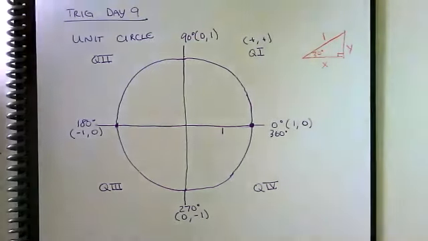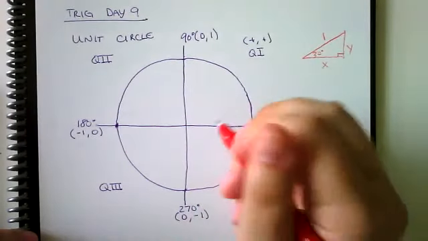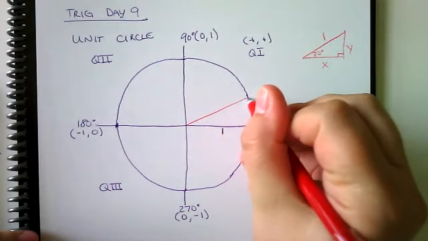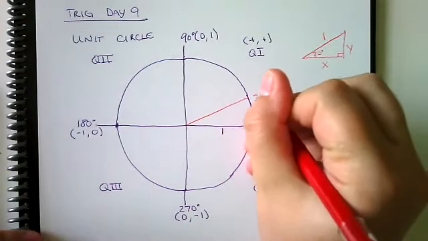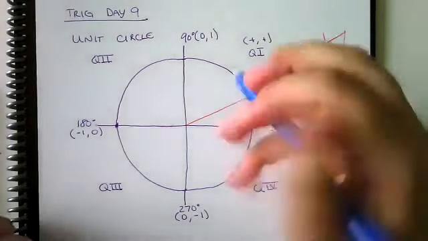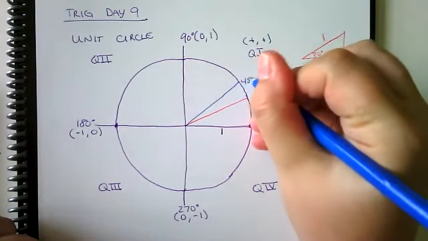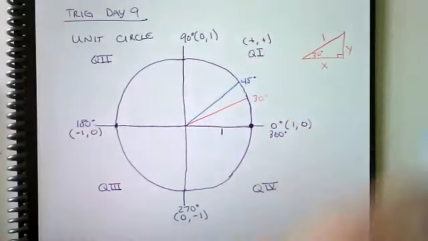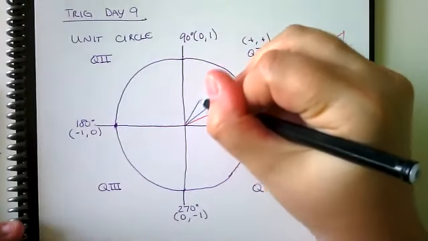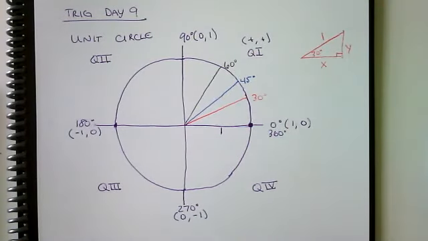So the important angles in my unit circle are 30 degrees, 45 degrees, and 60 degrees. What we want to do is find all of the points, just like we did for 0, 90, 180, and 270. So again, we're just going to focus on these three for today.